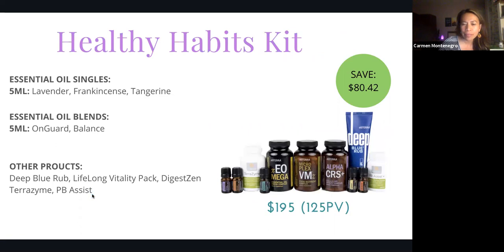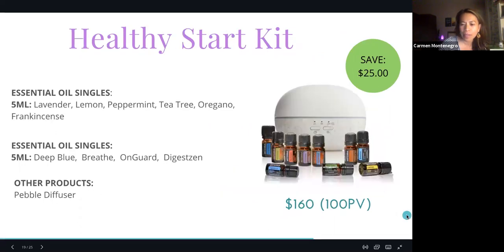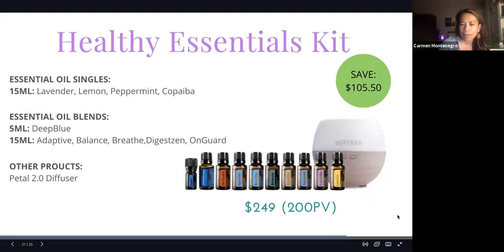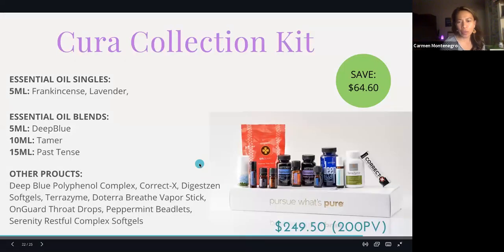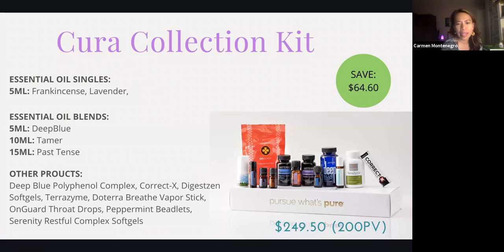Okay, I went back. Let's see, right here. No, this is the new kit they have. This is new. They call this the Cura collection, I think because of the present situation right now of the stress and the COVID pandemic. Looking at this one, of course, frankincense is the number one, king of oils, and also good for anxiety. And the lavender, Deep Blue, the Tamer. This is good for digestion, and also Past Tense for headache and tension.